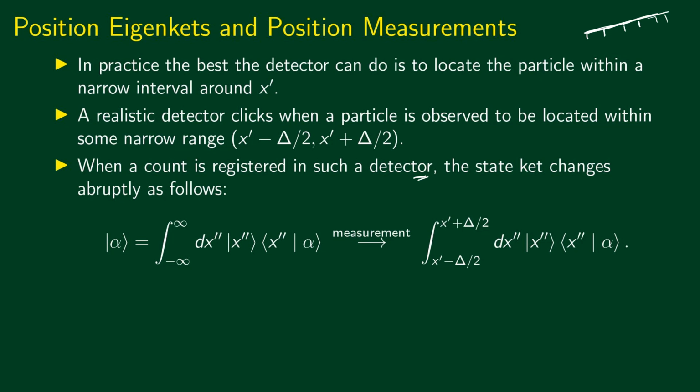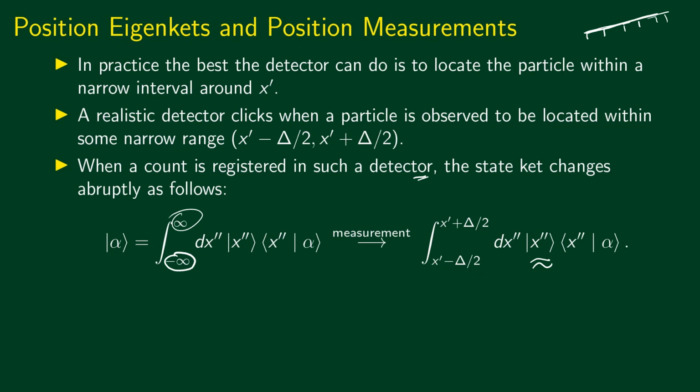So we can say that the state changes not to an eigenket of x prime, but still a superposition of all the position eigenkets, but within a narrow range. So instead of this infinite range here, minus infinity to infinity, the particle changes its state in such a way that it is now localized within a region x prime minus delta by 2 to x prime plus delta by 2.